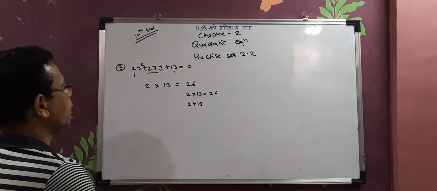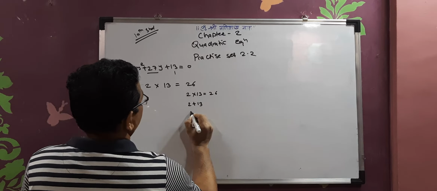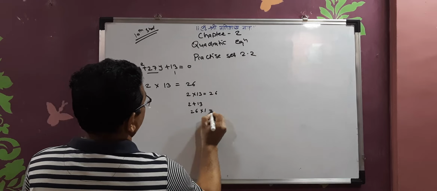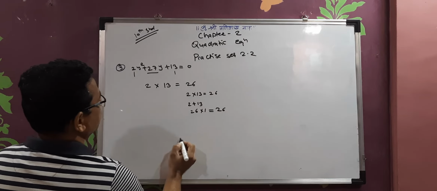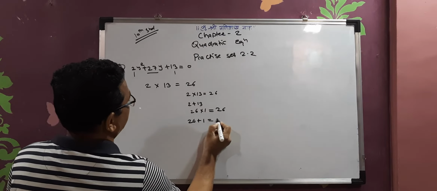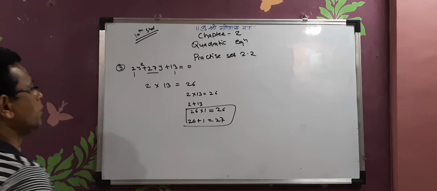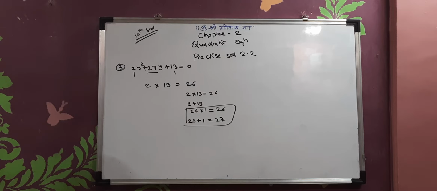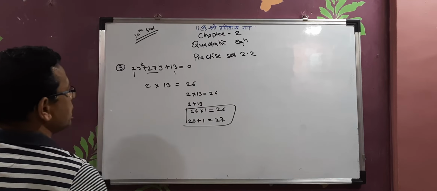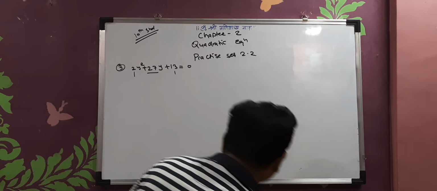In which table you can get 26? Say if you put 26 into 1, that is 26. If you put 26 plus 1, answer is coming 27. So this is satisfying, this is fulfilling our requirement. So we will consider factors as 26 and 1.